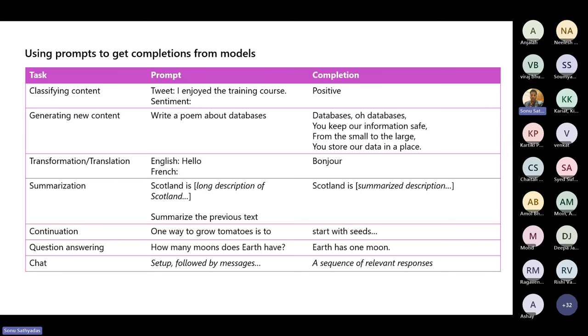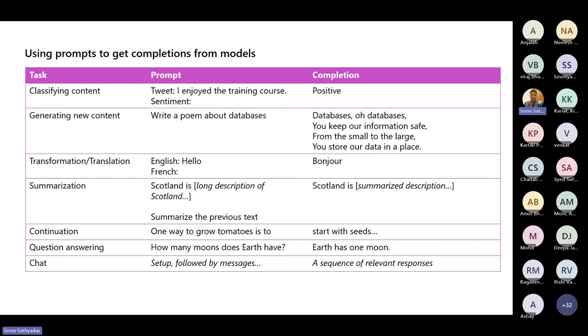And continuation means you are providing some text input and the response will contain the continuation of that. For example, "One way to grow tomatoes is to start with seeds." That will be the response. And question answering is like you can ask a question and it will give an answer for that. Like, how many moons does Earth have? Earth has only one moon. So that will be the result.